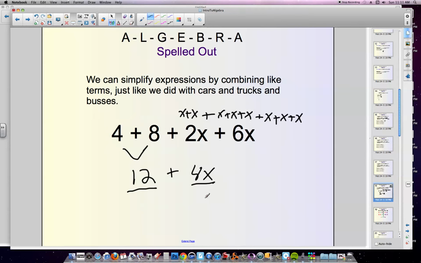However, these are different things. We can't combine these, can we? This is 12 ones and this is 8 x's. And x may not be 1. So we can't just say that's 20. Oh, well, 20 what? They're not the same thing. We can't combine these terms because they're different categories. This is ones and this is x's.